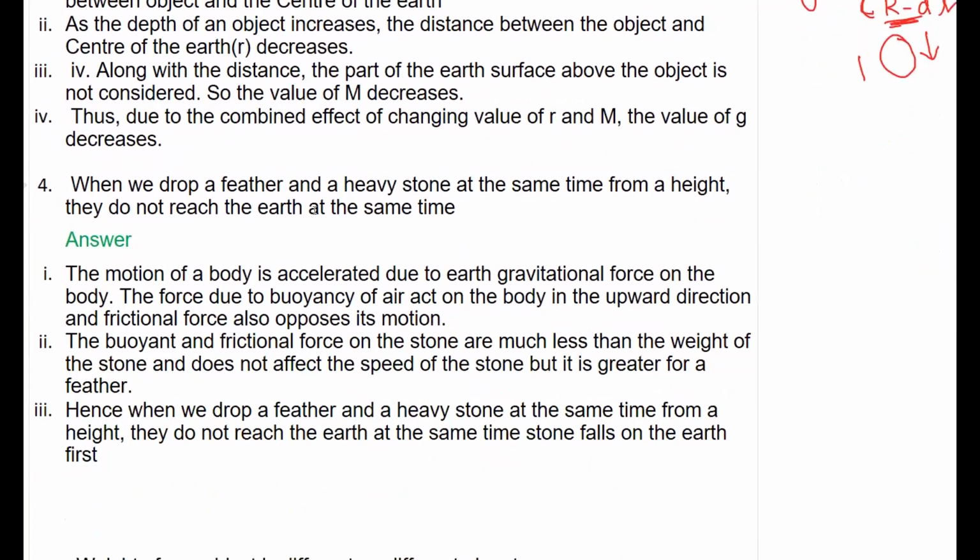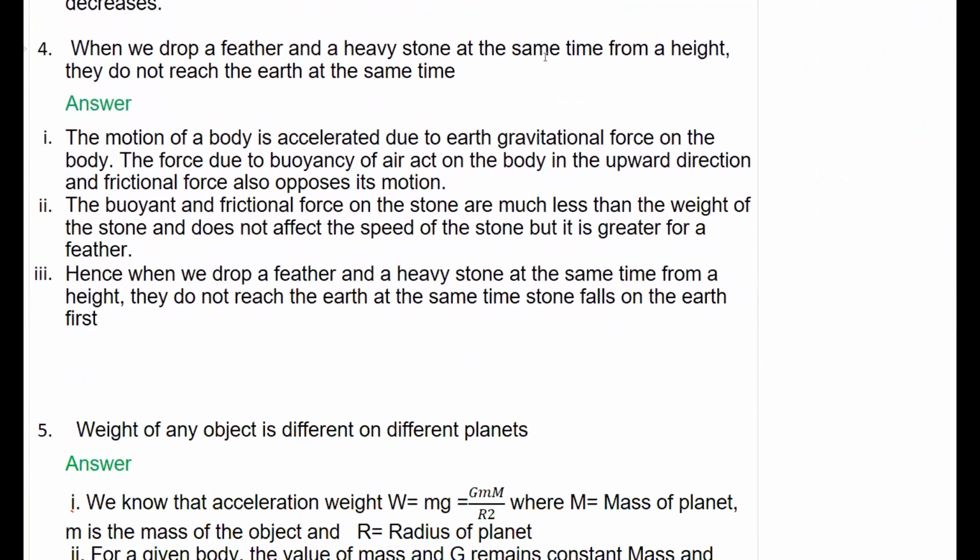Now, let us solve the next question. When we drop a feather and a heavy stone at the same time from a height, they do not reach the earth at the same time. We know that the motion of an object is accelerated due to gravitational force on the body.